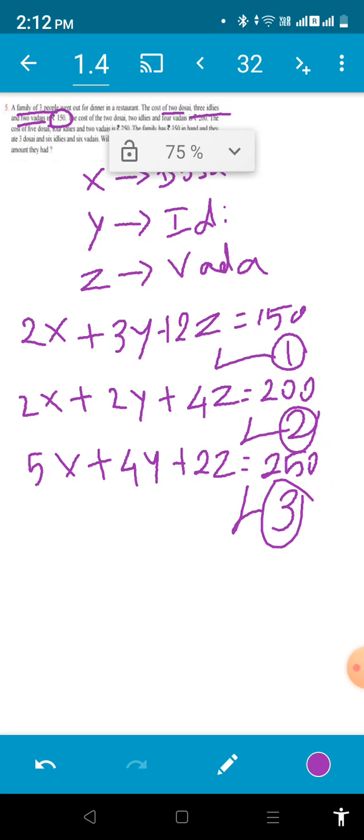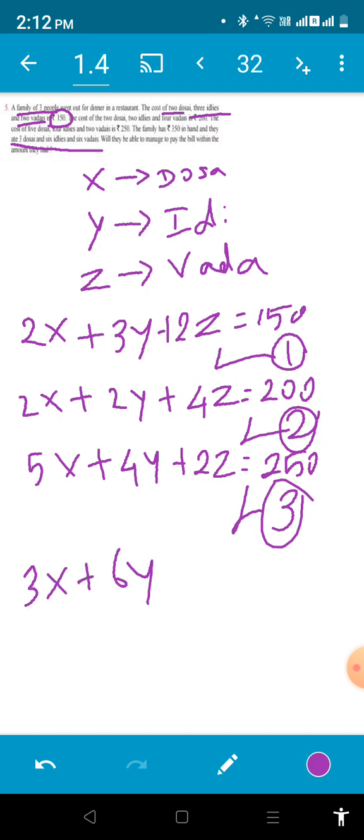From this we have to find: the family has 350 in hand. Is this enough for 3 dosai, 6 idli and 6 vada? We have to find those values. So 3x plus 6y plus 6z is equal to what? We have to check whether 350 is enough. So we have to find this equation value only.